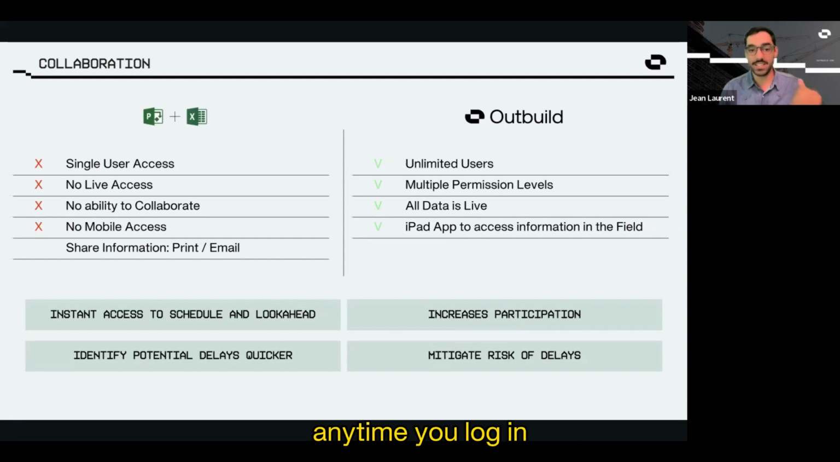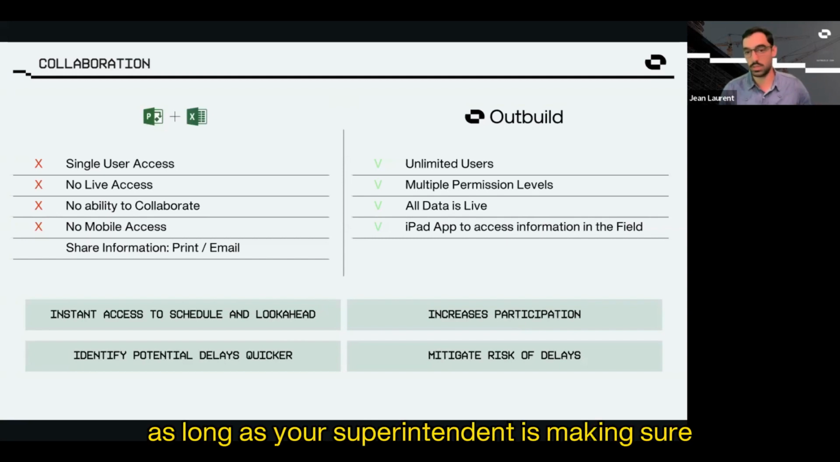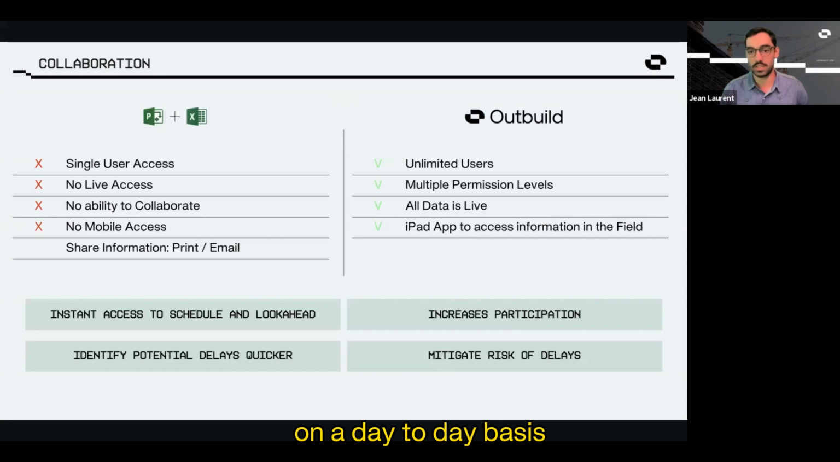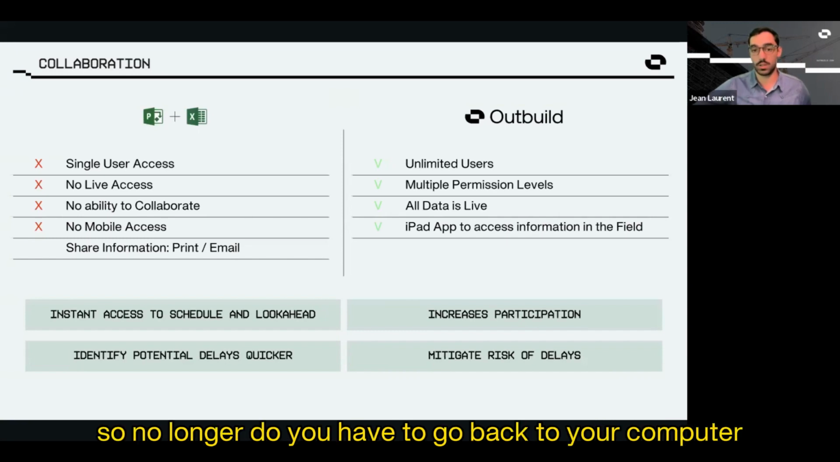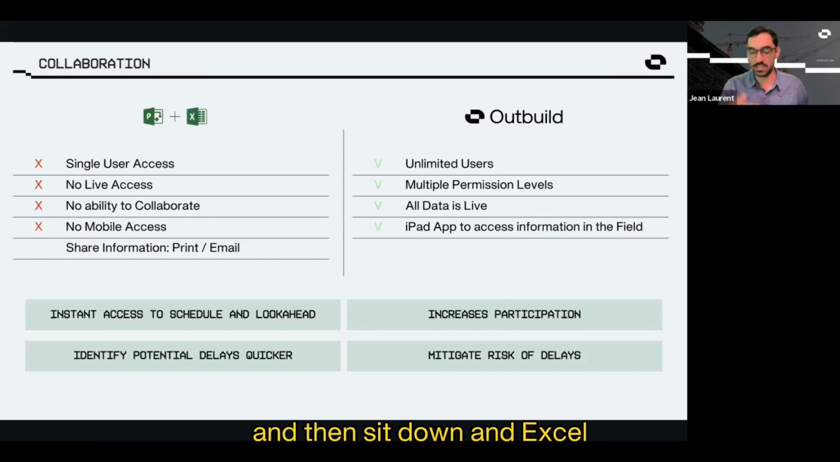All the data is live. Anytime you log in, as long as your superintendent is making sure the updates are being done on a day-to-day basis, you don't have to ask for a copy of a PDF. I was on a job site where I'd get a couple of phone calls a day asking for a copy of a PDF because the paper was lost or the email was lost. And the better part, we will show you in a minute, is through our iPad app, you can now make those updates in the field. So no longer does a superintendent have to go back to the computer and sit down in Excel and make updates. As they walk the field, they may have Procore open as well, doing safety walks. They could now update their schedule.